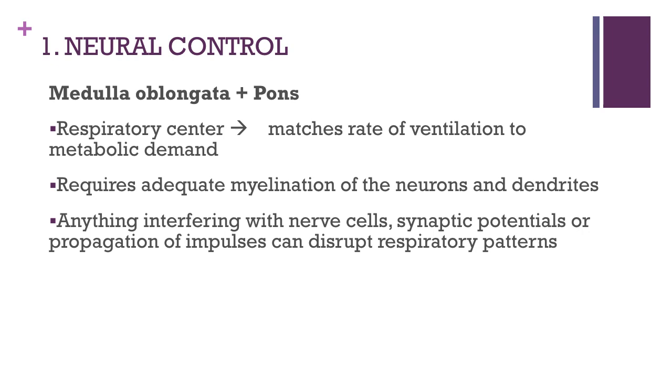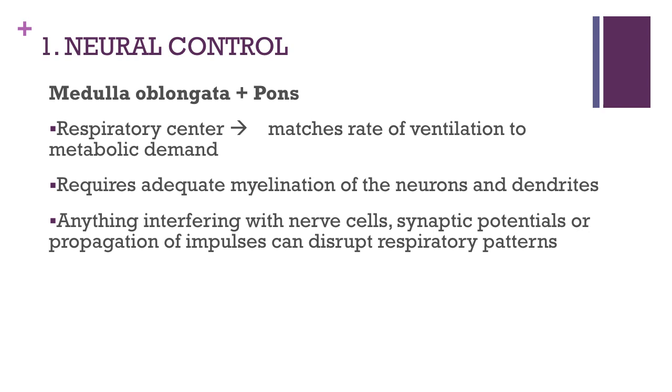The respiratory center of the brain essentially needs to match the rate of ventilation to the metabolic demand in your body. As metabolic demand in your body goes up, more oxygen is needed in order to generate your metabolic processes. Specifically, we can't make ATP if we don't have oxygen. So as we have greater energy demand, we're going to need to bring more oxygen in, and we're going to have more carbon dioxide as a waste product that we need to get rid of.